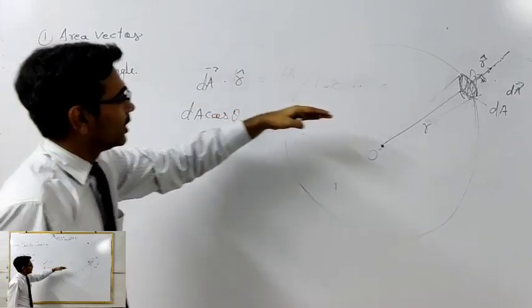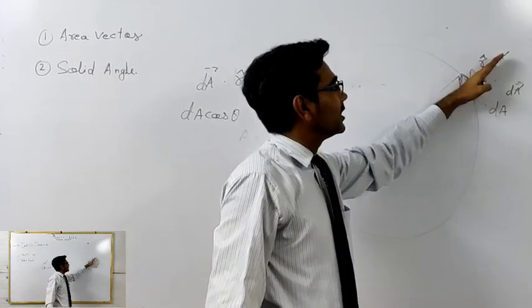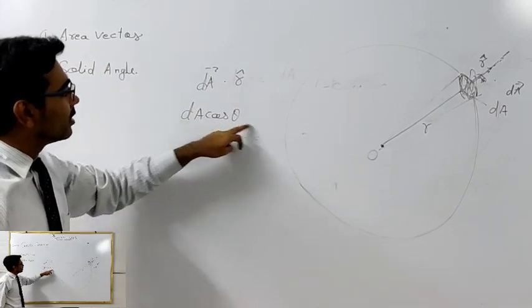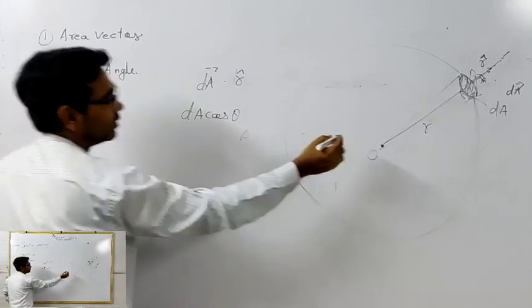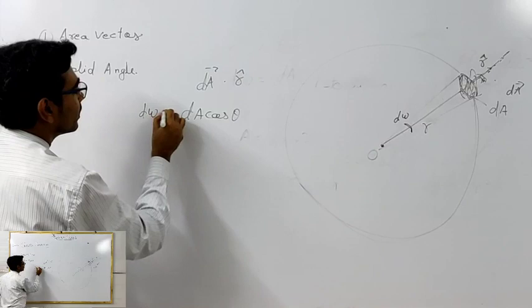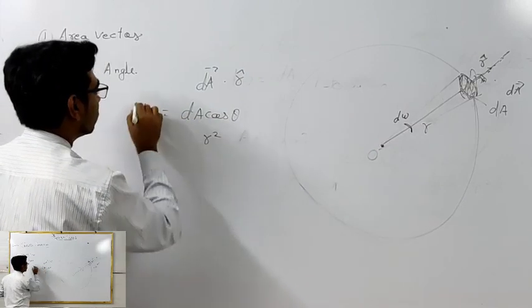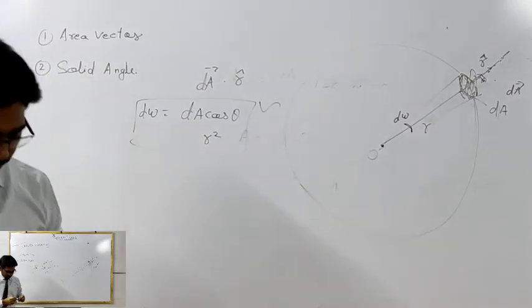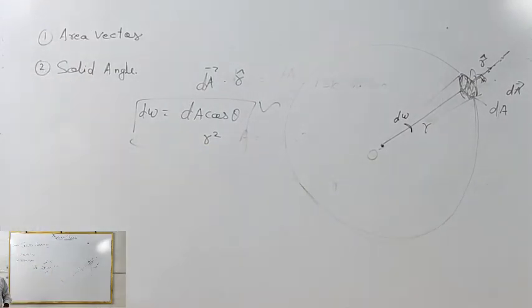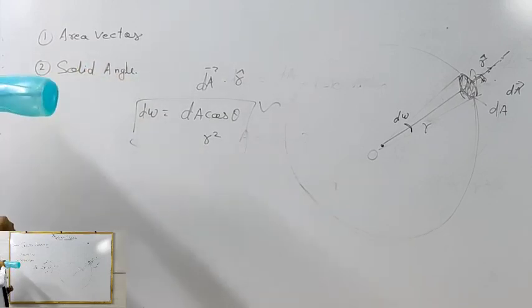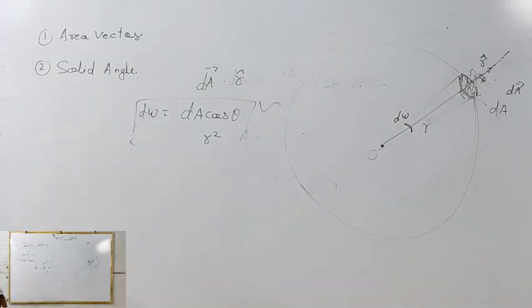You are tilting this area dA along the direction of r, so you will take dA dot r cap, and that will give you dA cos theta, and it will subtend an angle over here, let it be d omega, and this d omega will be dA cos theta upon r square. We will require this formula further when we explain the Gauss theorem. So we have discussed area vector, we have discussed solid angle in both the manners, in the component-wise also and in this manner also.